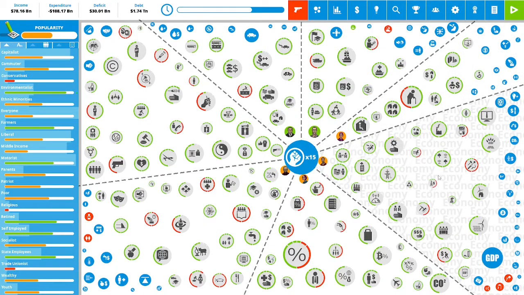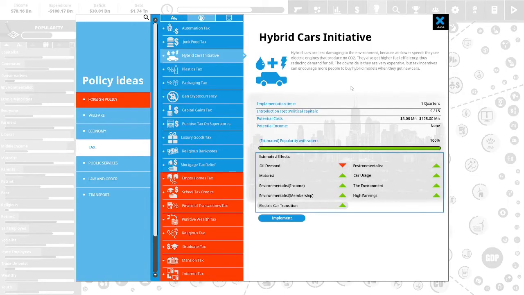We have 15 political capital to spend. Hybrid cars are less damaging to the environment because at slower speeds they use electric engines that produce no CO2. They also get higher fuel efficiency, thus reducing the demand for oil. The downside is they're very expensive, but tax incentives can encourage more people to buy hybrid models when they get new cars.